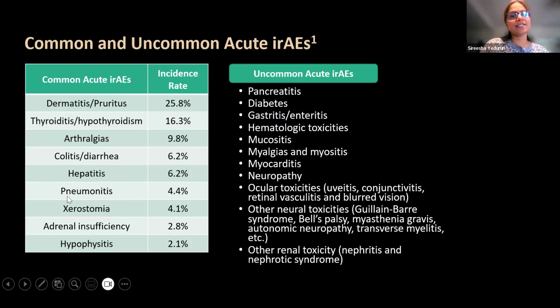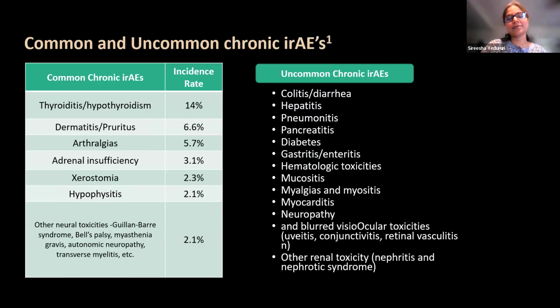Pneumonitis, we see changes on CT, xerostomia, adrenal insufficiency, hypophysitis. So these are the common. Uncommon ones are pancreatitis, diabetes, gastritis, enteritis, hematologic toxicities, mucositis, myalgias, and you can see myocarditis, neuropathy, ocular toxicities. So pretty much every organ is involved. It's just that what we see in imaging, that is what I'm mostly talking about today.